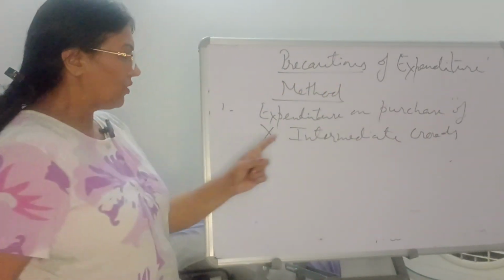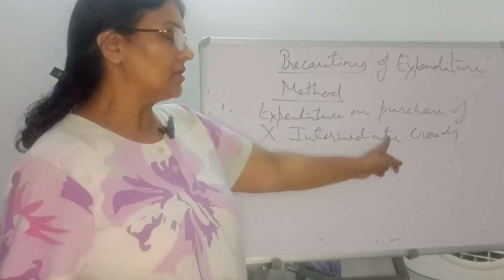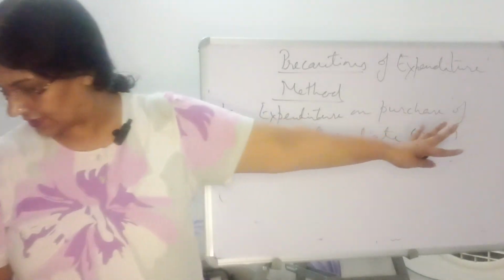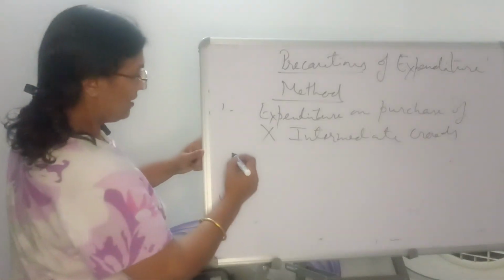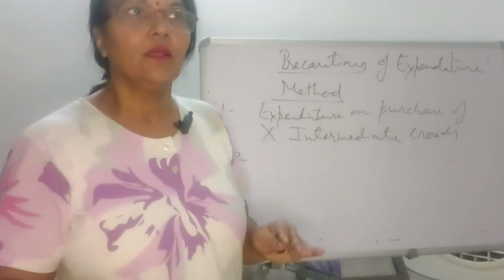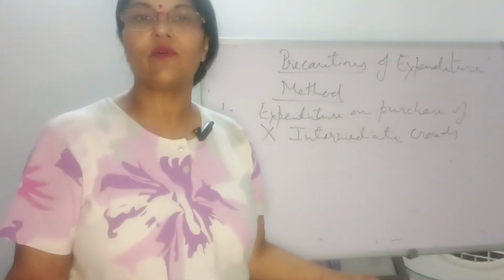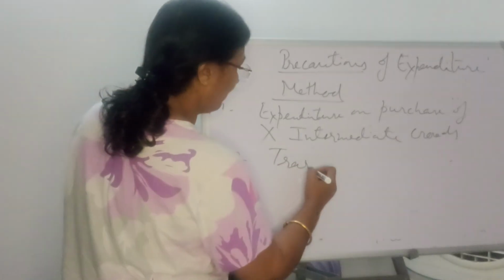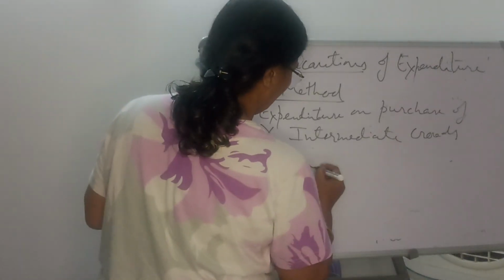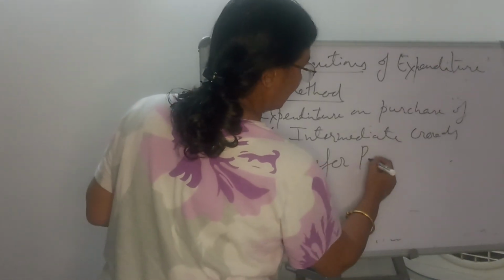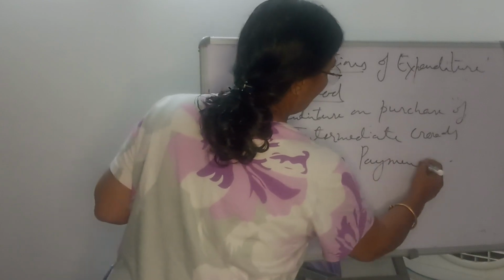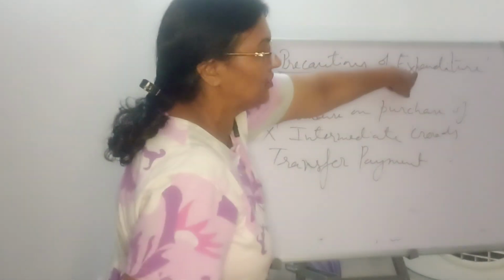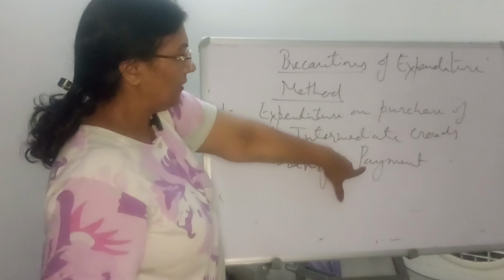Never be added because the value of intermediate goods are added with the value of final goods, right? Next one, I explained to you in income method, the transfer income is never added. Here it would be transfer payment. In spite of income, what we will write here? Because this is the expenditure. So we will change this word to payment.